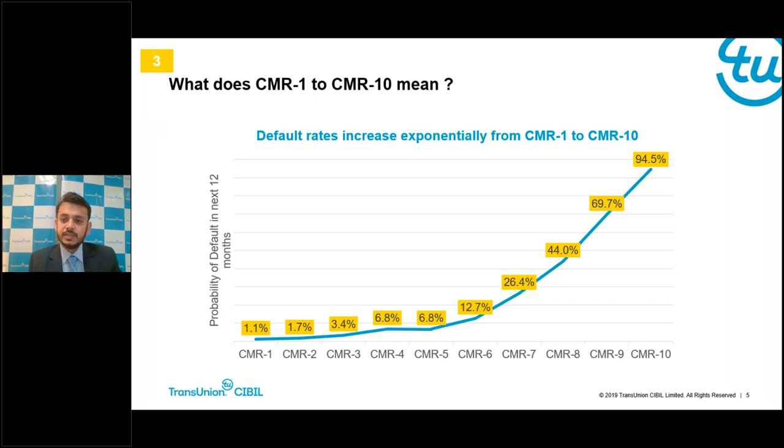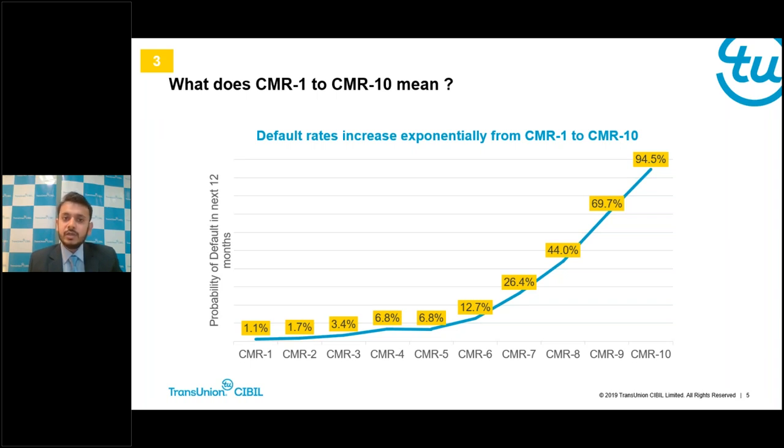From 44%, 69.7%, and 94.5%, these are very, very high default rates, which says that if a company is within CMR 8, 9, or 10, the probability to default is very, very high. Probably a lot of these CMR 8, 9, 10 grade companies are already defaulted as of today. So in the next 1 year, in a CMR 8, if a company is already defaulted, it will probably continue to stay in default. There is a 44% likelihood. So the exponentially rising curve across all CMR grades gives lenders a lot more confidence in lending to the good CMR customers compared to the poor CMR customers here.